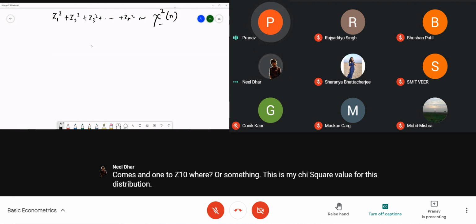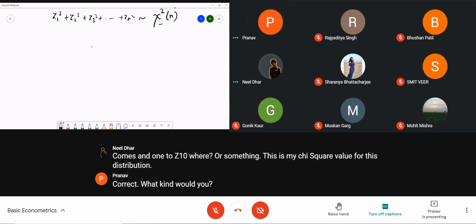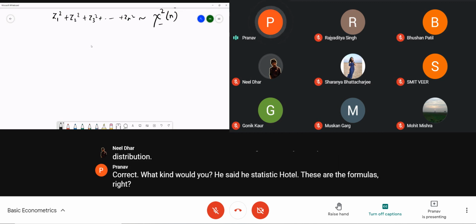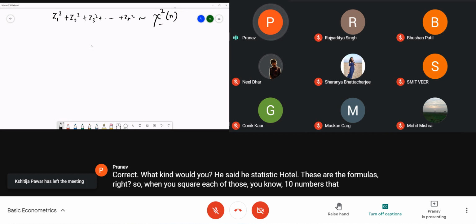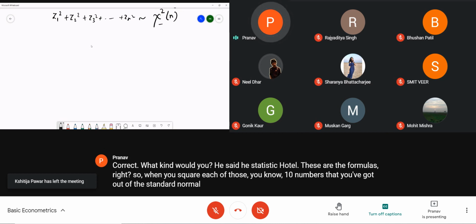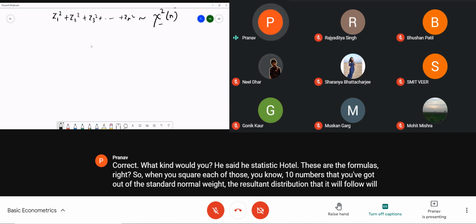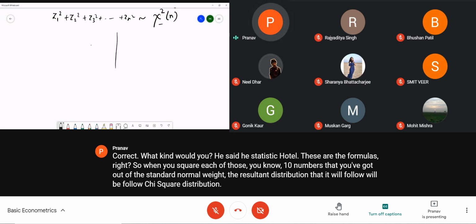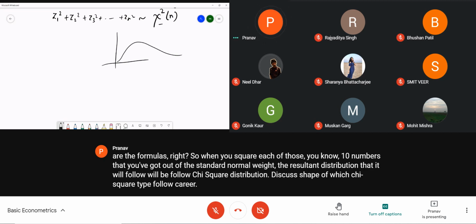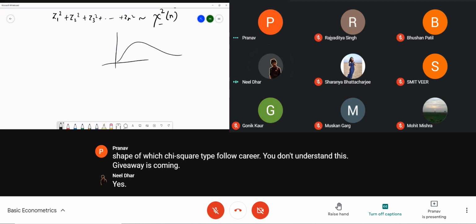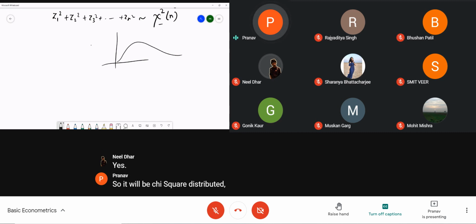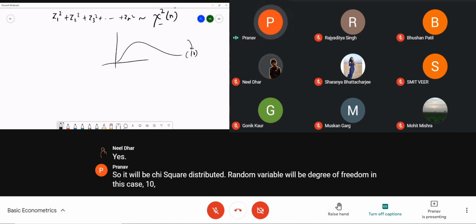Correct. ये Z है, T है, ये सारे स्टैटिस्टिक होते हैं. These are the formulas, right? So when you square each of those 10 numbers that you have got out of the standard normal variate, the resultant distribution will follow chi-square distribution. तो उसका shape अब कुछ chi-square type follow करेगा. Did you understand this? So it will be a chi-square distributed random variable with degree of freedom, in this case 10, जो भी आपने example लिए.